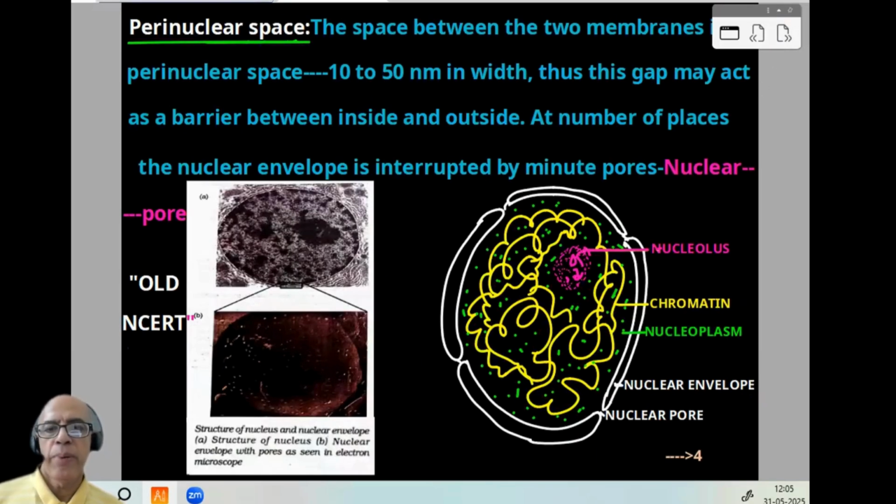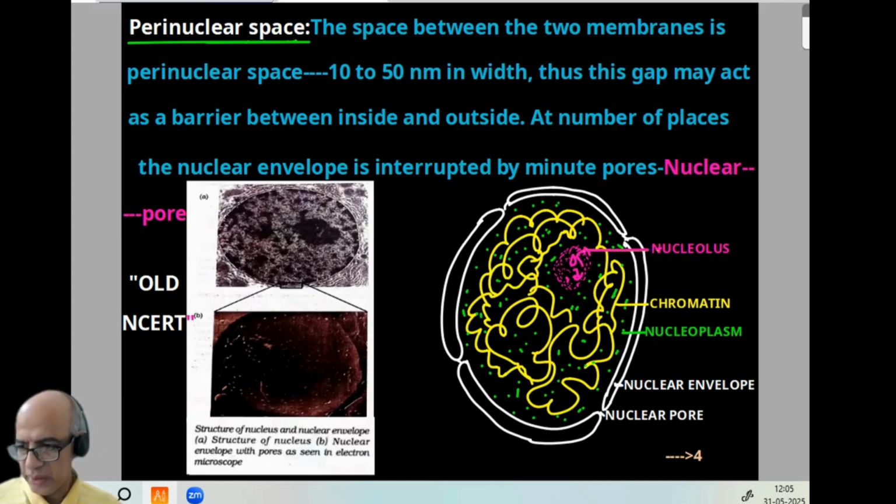Next is the perinuclear space. Perinuclear space means the gap between 2 membranes, wherever it comes. So the space between two membranes is called the perinuclear space. It is 10 to 50 nanometers in width. NCERT data can be a question, a theory fill in the blank. Thus, this gap may act as a barrier between inside and outside. At a number of places, the nuclear envelope is interrupted by minute pores. That is called a nuclear pore.